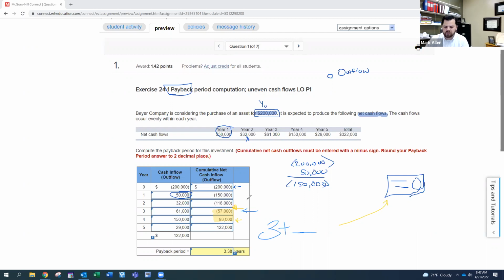Now it's not going to be enough for us to just say, oh, okay, it was about 3 years. No, we want that fraction. And so what we need to realize is that the cash flows occur evenly within the year, which will always be the case in my course, at least. If this isn't the case, then it's not much more difficult.